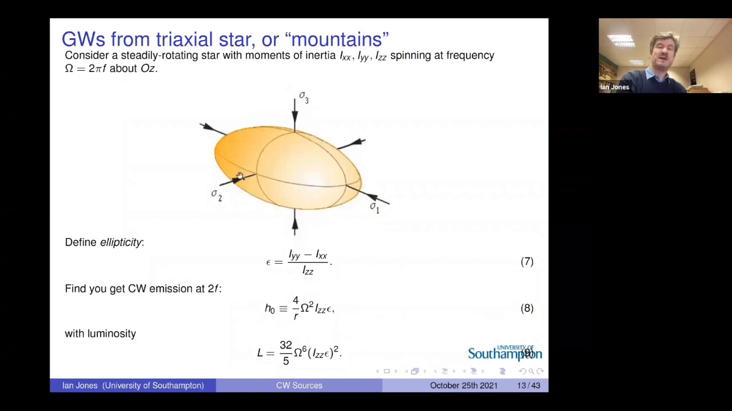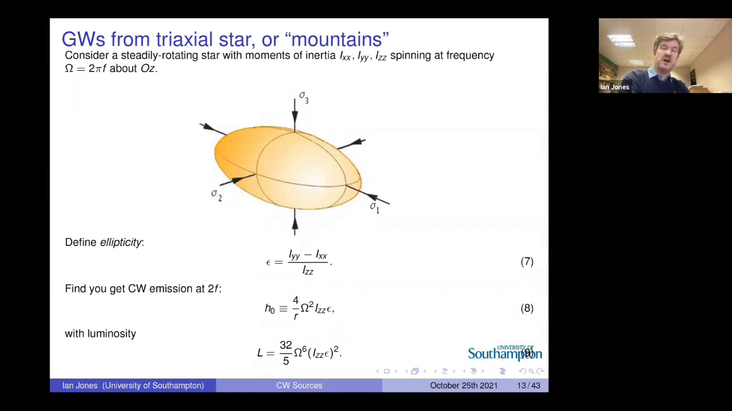Then, it's spinning about the z-axis, the 3-axis. We're assuming it's triaxial, so maybe it's stretched along the x-axis and pushed in along the y-axis to give it this triaxial shape here. A number that you'll see in many of the gravitational wave papers on continuous wave sources is this so-called ellipticity. It's a dimensionless measure of how triaxial, of how non-axisymmetric your neutron star is. It's defined as I_yy minus I_xx, the difference in your two moments of inertia orthogonal to the spin axis, divided by I_zz, the moment of inertia along the rotation axis.